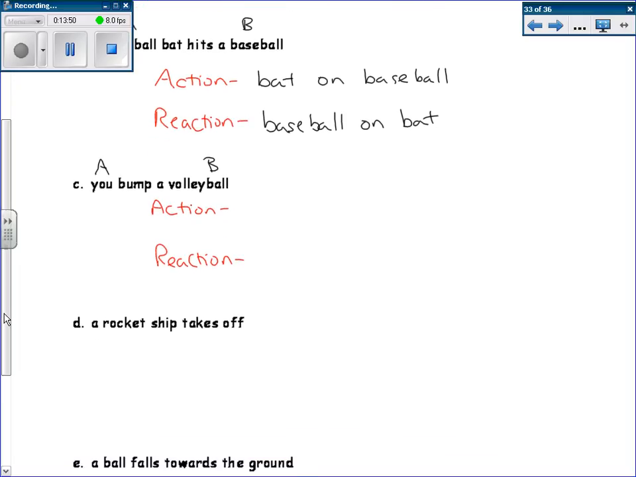So action is your hand on the volleyball. Reaction is the volleyball on the hand. You can think about it like if you slap somebody across the face, there's a force of your hand on their face and the force of their face on your hand, which is why your hand hurts afterwards, because force hurts.